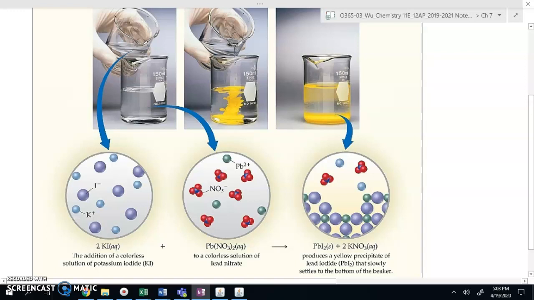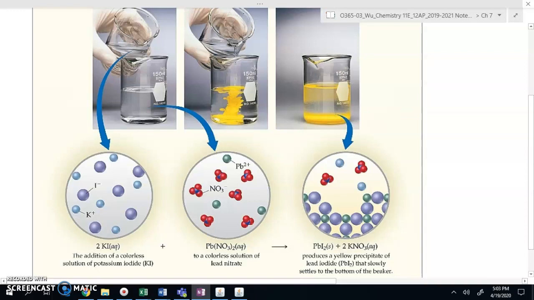And when we pour the two together, we get, well, the second picture. And the second picture is pretty dramatic as the two meet. Some brilliantly yellow solid forms. And we know it's a solid because when we let that beaker sit over time, that solid sinks to the bottom. And if we were to filter it, we could filter that solid out as well. So what on earth is going on?